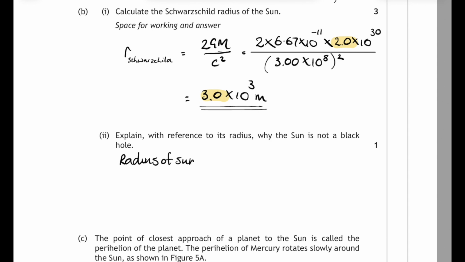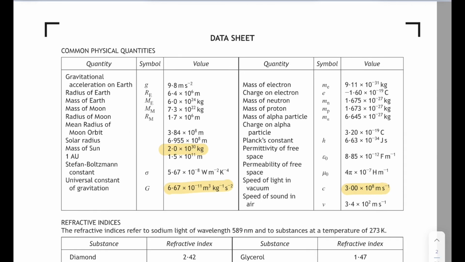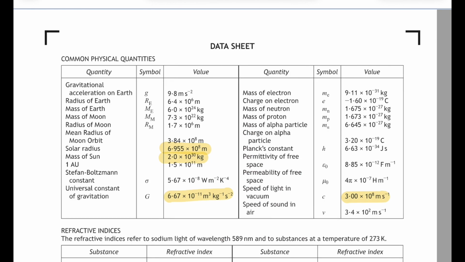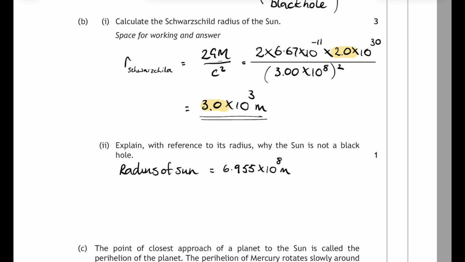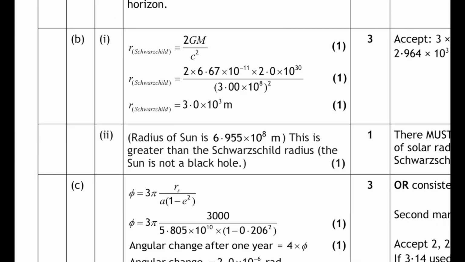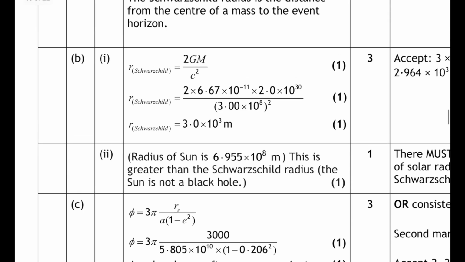Well, the radius of the Sun we will also find on the datasheet, and there it is on the left hand side. It's 6.955 times 10 to the 8 meters. Interesting that we know the radius of the Sun to 4 significant figures, but only its mass to 2 significant figures. Anyway, the Schwarzschild radius of the Sun is 3 times 10 to the 3 meters. Therefore, because the Sun's radius is greater than its Schwarzschild radius, then the Sun is not a black hole. There's the marking instructions. Sun's radius is greater than the Schwarzschild radius.